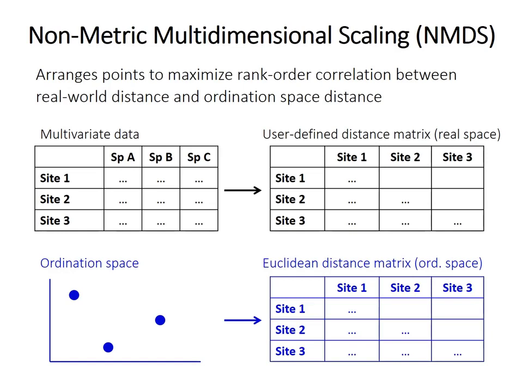So basically, then the points are moved around in ordination space until the computer can find the best arrangement, the one that has the highest correlation between the two ranks, or between the rank orders of those two distances.